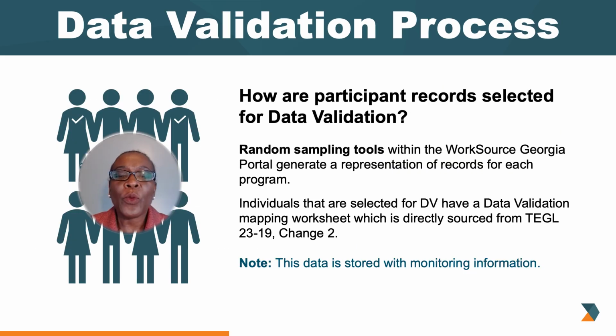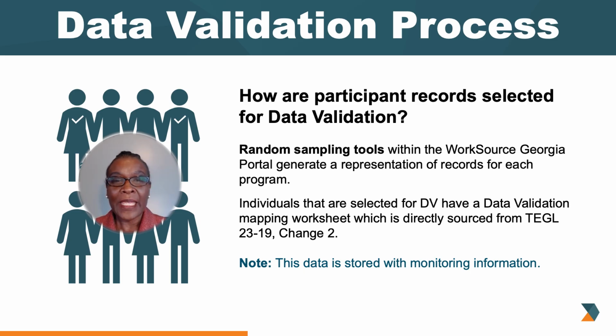So let's now walk through the actual process. Data validation is conducted by a program specialist 1 week prior to monitoring. The WorkSource Georgia portal generates a random sample of records for each program. Once selected, a mapping worksheet automatically pulls testing data. Like monitoring, local areas are not notified in advance about which records will be reviewed. Let me repeat that. Local areas are not notified in advance.